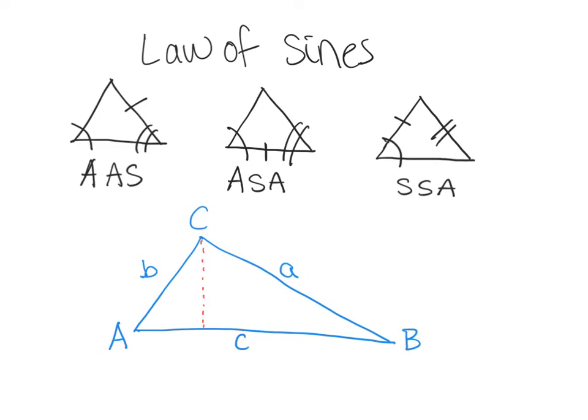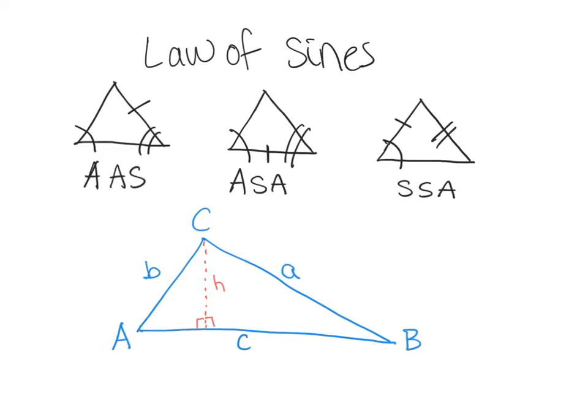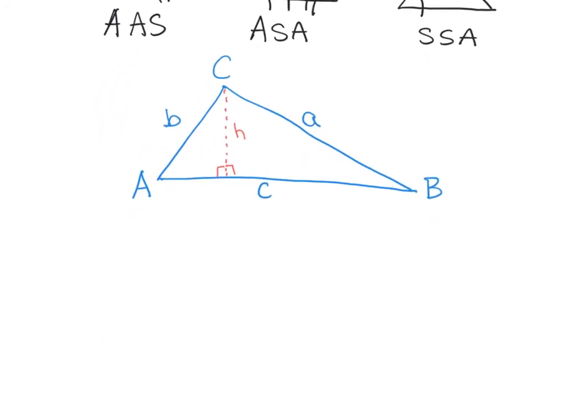But in order to do that, you need a right triangle. So I'm just going to draw in the height of this triangle right now and create 2 right triangles. So I'm actually going to create 2 ratios right here for us right now. We'll do sine of A. So if we do sine of our angle A, we're going to need our opposite over our hypotenuse.